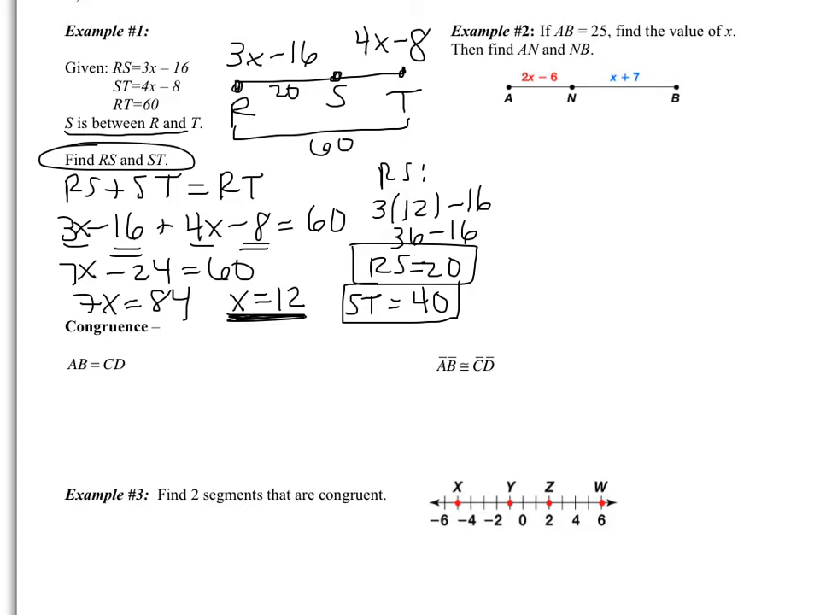Looking at example 2, it says AB equals 25. Find the value of x. So I'm going to mark that in the figure. AB is 25. Okay, what I want you to do right now is pause the video and try this one on your own. When you are finished, come back and I will tell you the answer. But you need to pause the video and try this one on your own, please.